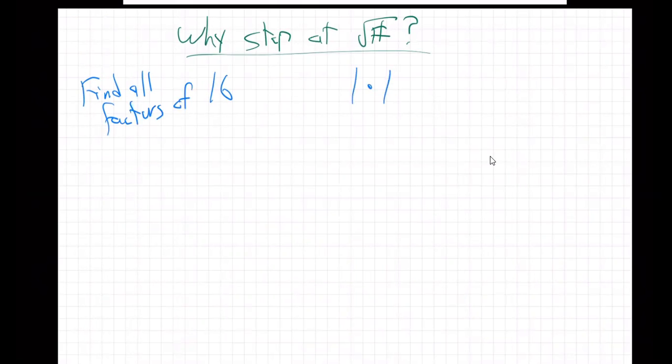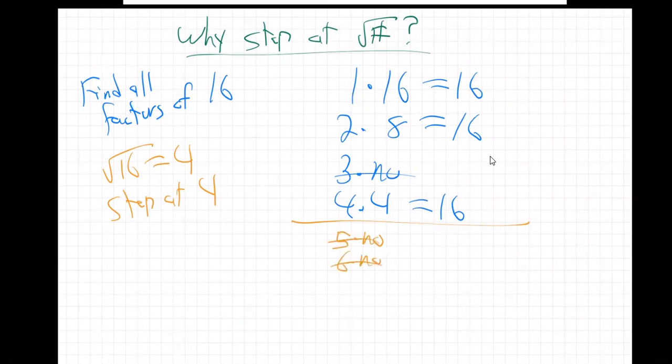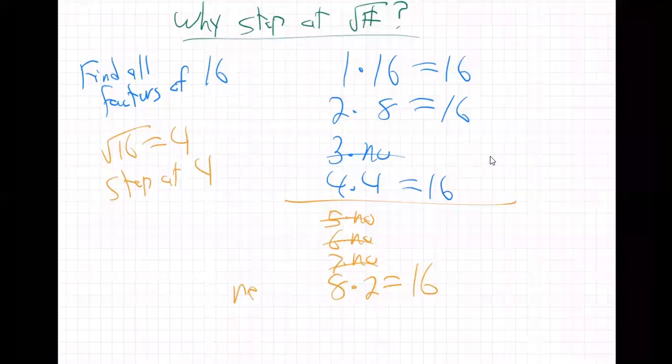Well, 1 times 16, 2 times 8. We did 16 a minute ago, right? 3 doesn't go. 4 times 4. My point is you can stop right at 4. The square root of 16 is 4. Stop at 4. Why? I think you can see it more clearly on one like this. What if you were to go further? If you were to go further, 5 would be no, 6 would be no, 7 would be no, but 8 would work. 8 times 2 would be 16, right? But notice that's a repeat.